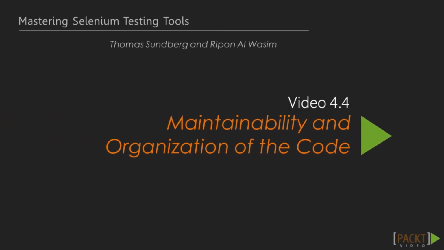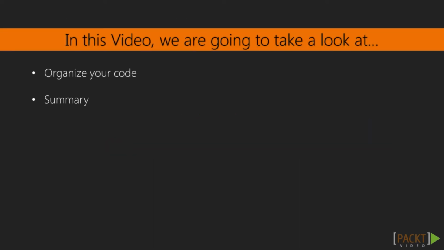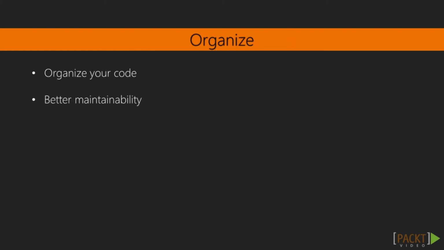Welcome to the 4th video of section 4 in this course. In this video, we shall cover and organize our code for better maintainability. Test automation is about writing code that verifies your application. It is very important that you organize your code so it is easy to work with. So what does easy to work with mean? I think it should mean that it is easy to locate the right place to do a change. This probably means that the right abstractions are used at the right place.